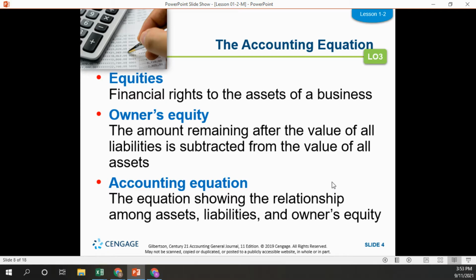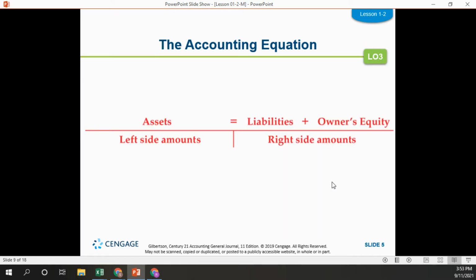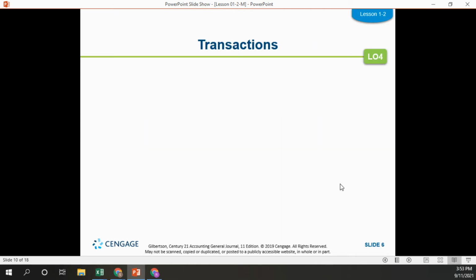Accounting equation, again, assets equals liabilities plus equity. Show that here. Assets. We're going to talk about double entry accounting as we move forward through chapter 1. But assets is on the left side of the equal sign. Left side amounts are on assets. Right side amounts, liabilities, and owner's equity. Assets equals liabilities plus owner's equity, or if you like, A equals L plus C.